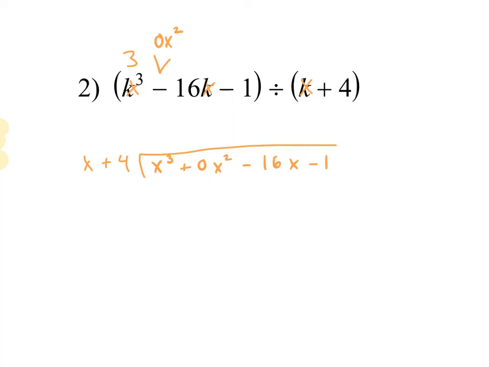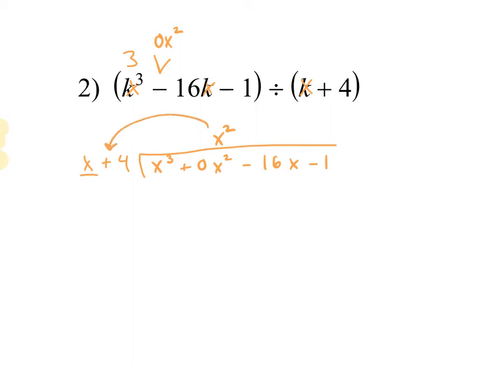So now we need to ask ourselves, what times x gives us x cubed? So we just divide x cubed by x. What do we get when we divide x cubed by x? X squared. So we put that on top. What do we do once we write a number on top? You multiply it by the numbers that are outside. Multiply it by everything outside.